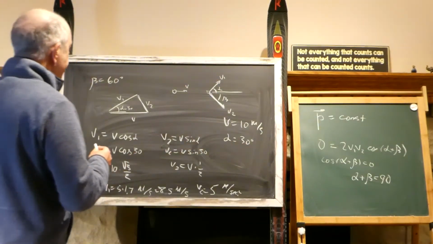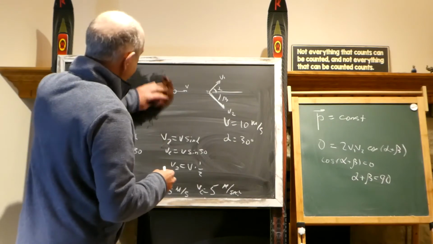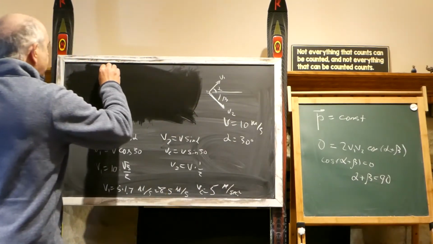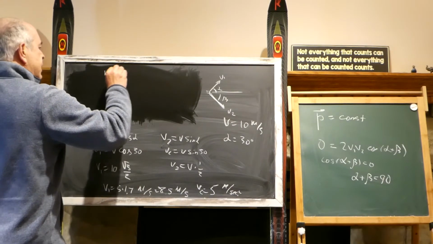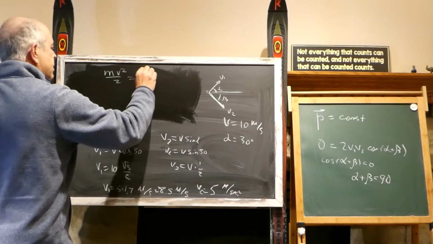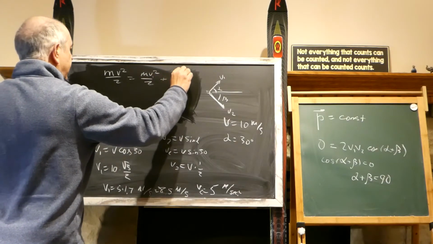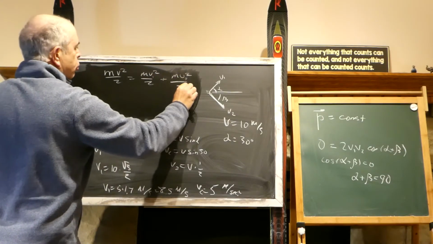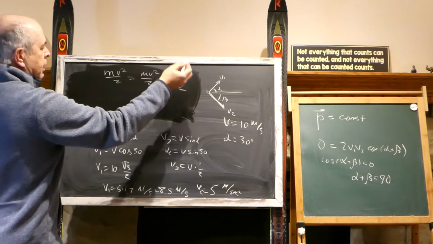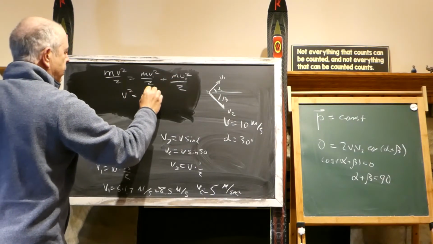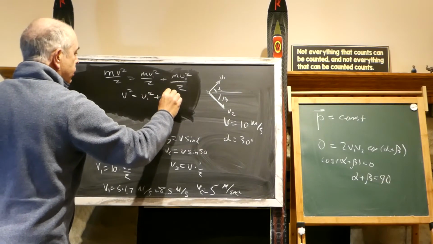But let's prove that the energy is the same. The law of conservation of energy in this case, like in any other elastic collision, would be this. Kinetic energy. I'm just validating that everything is fine because I just want to be sure. M cancels out, 2 cancels out, V squared equals V1 squared plus V2 squared.